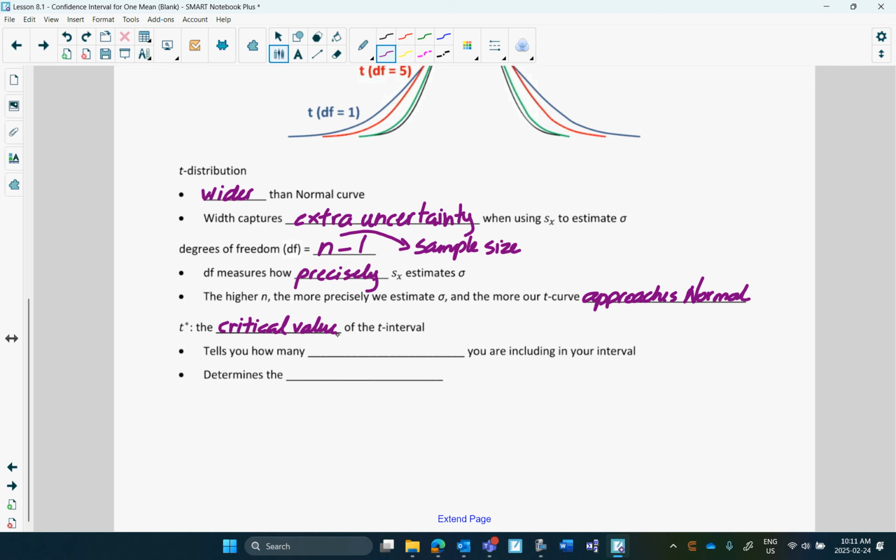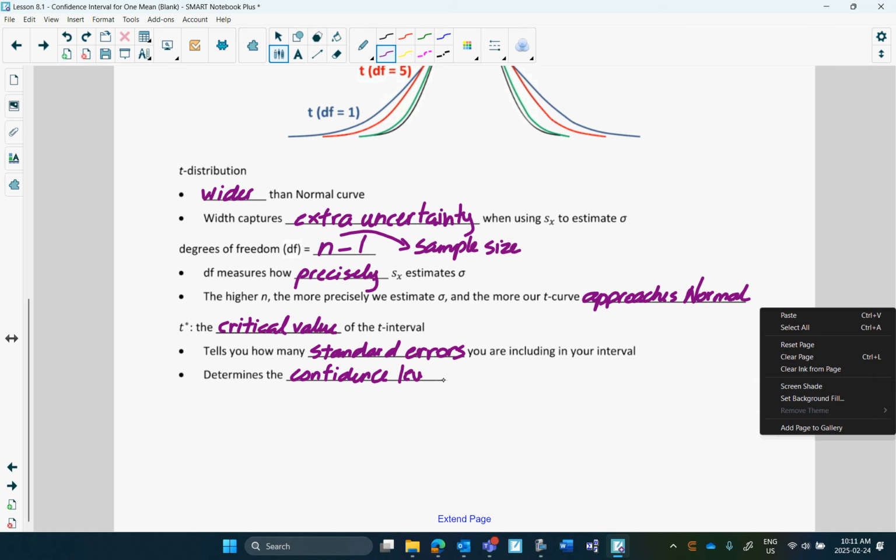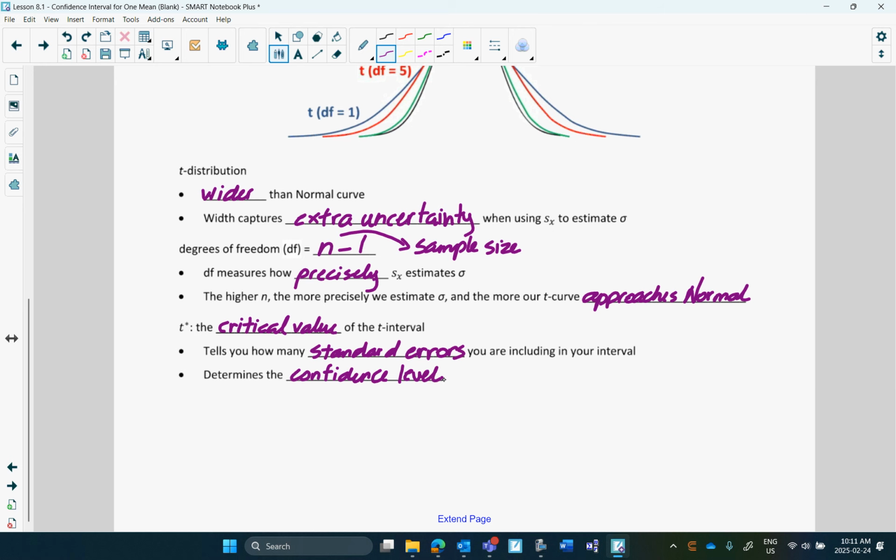So it tells you how many standard errors, and it determines the confidence level. Or conversely, the confidence level determines our T star value, our critical value. Okay?